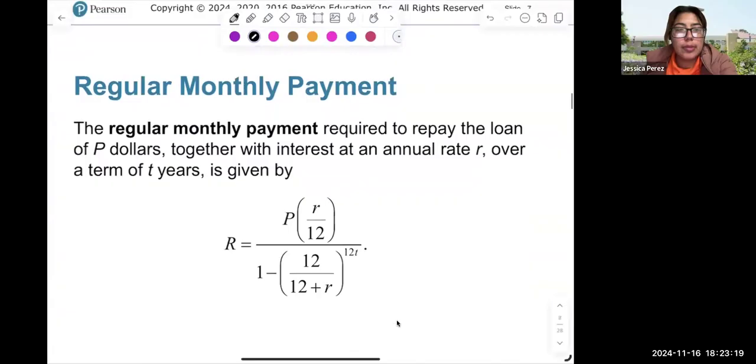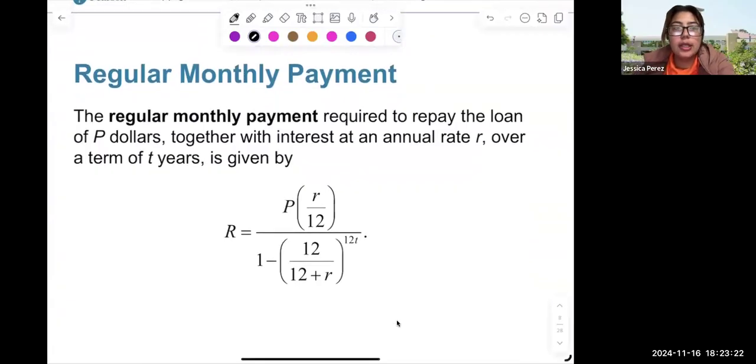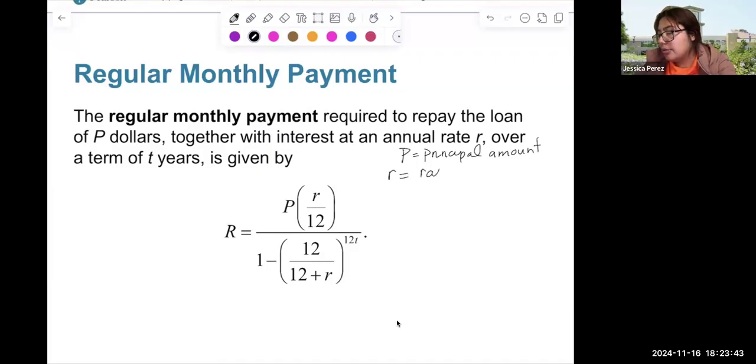Now, a regular monthly payment is calculated using this formula. The regular monthly payment required to repay a loan of P dollars, together with the interest at the annual rate R over T years, is given by this formula, where P stands for the principal amount, R is the annual rate, and T stands for time in years, the term.